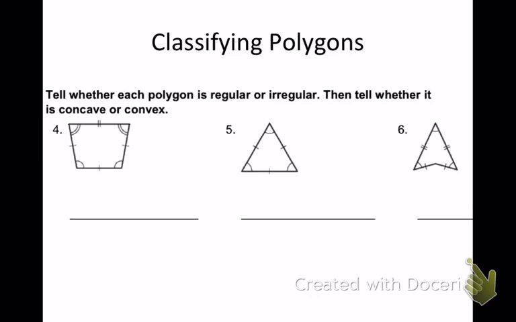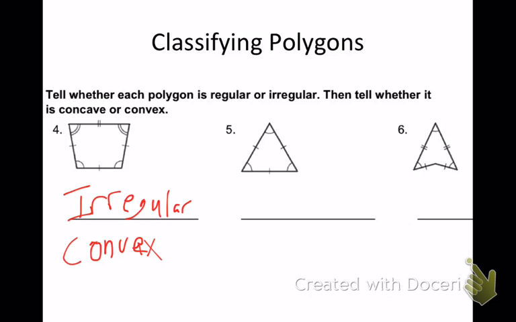So let's look at numbers 4, 5, and 6 here. First, tell whether each polygon is regular or irregular, then tell whether it is concave or convex. So the first one, number 4, is that regular or irregular, Reed? Irregular. Why? Because it has different angles, different sides, right? Yep. Is that convex or concave? That would be convex. Nice job. It's your notes. It's fine.